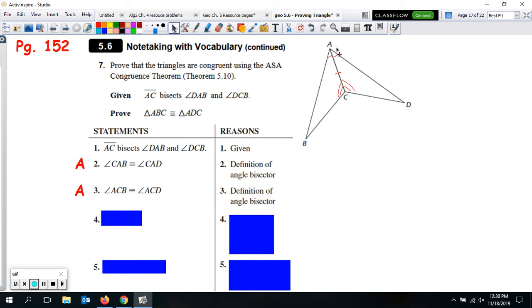And then number 4 would be that side right here. So AC is going to be congruent to AC. Okay, that's a shared side. It's congruent to itself, and that's because of reflexive. So a reflexive property of congruence is that one.